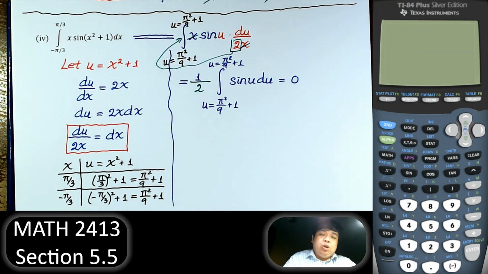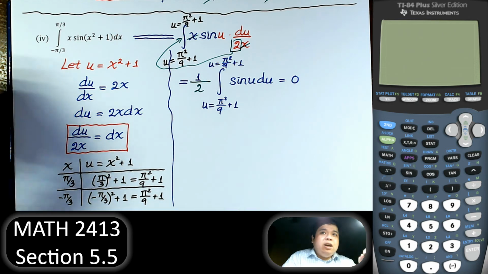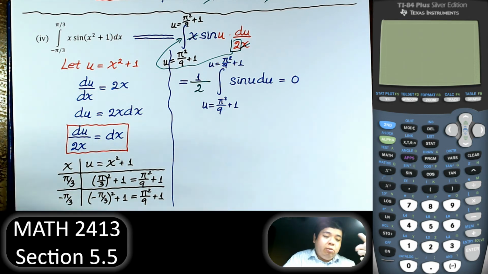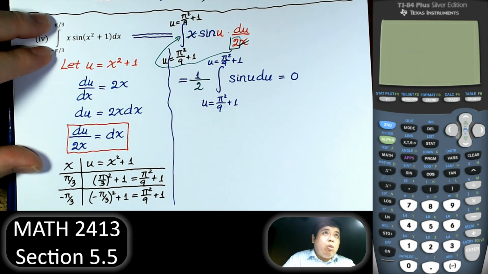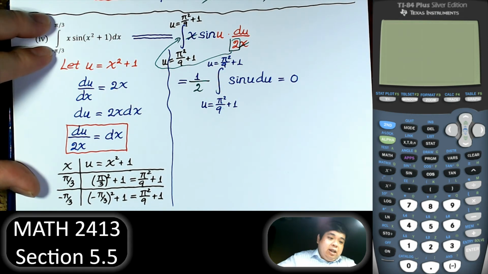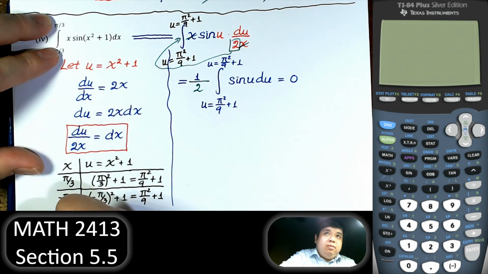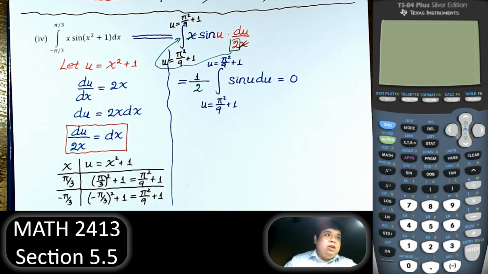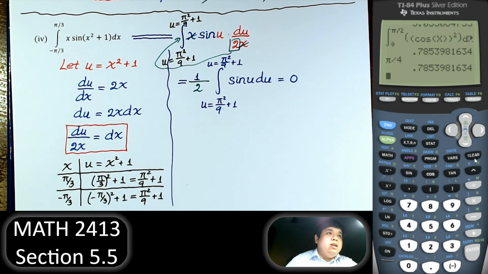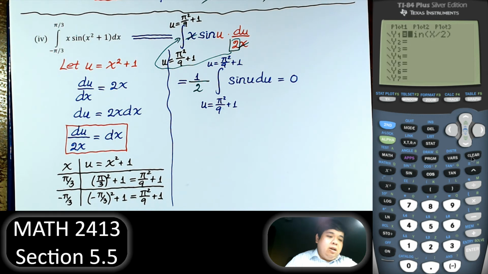That's good. And talking about this problem, what we see from the previous section, 5.4, is that when we have opposite limits, we can show that this function is an odd function, and then that will be equal to 0. So let's see if it is the case. Let's graph x sine of x squared plus 1.